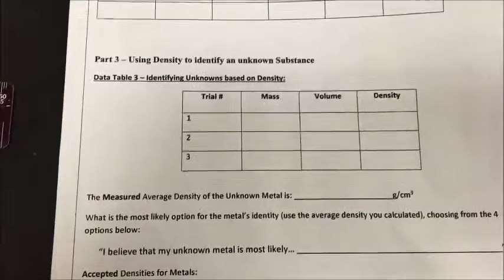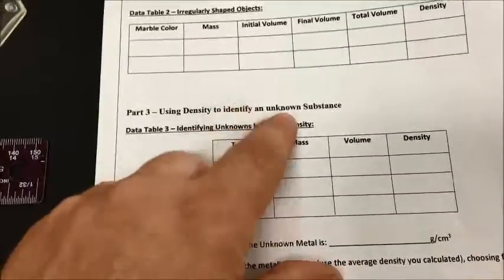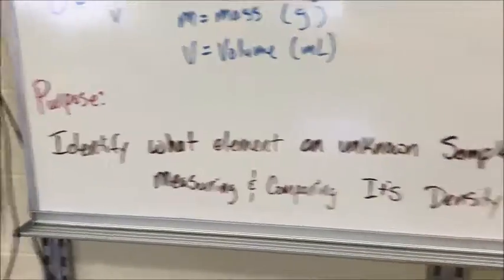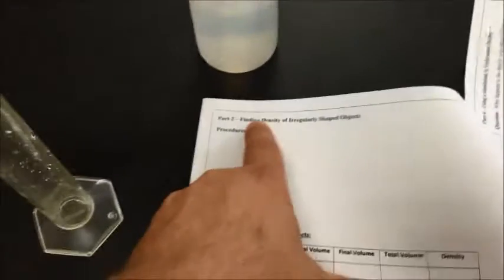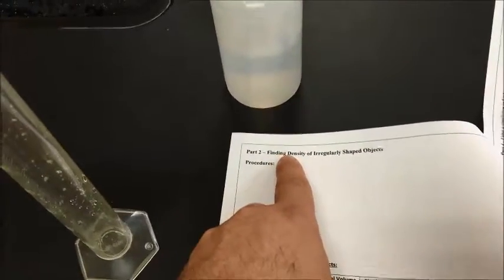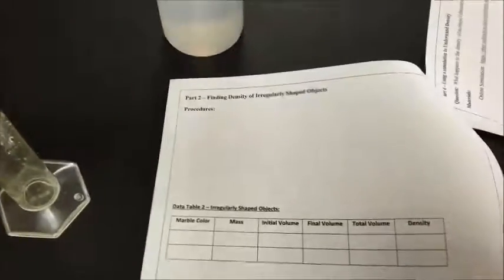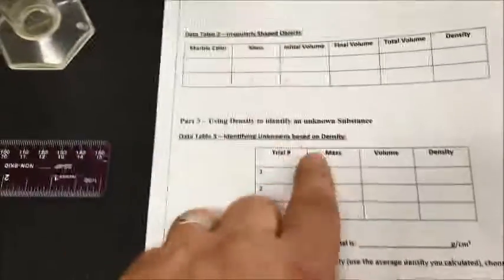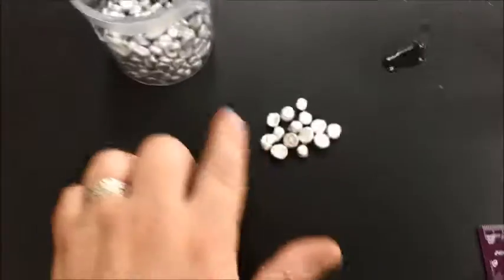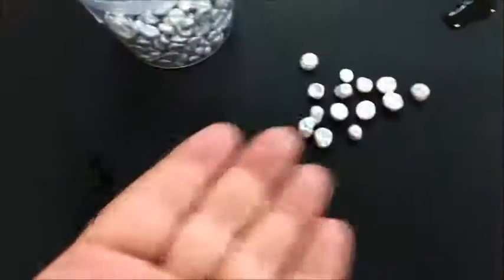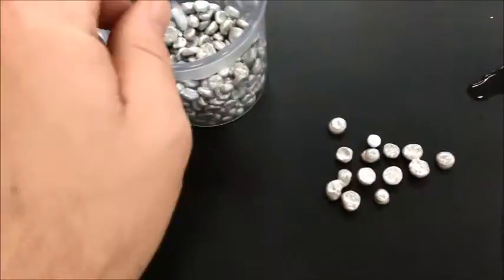All right, part 3. Identifying an unknown substance. Remember, this is the purpose of the lab. Identify what element an unknown sample is made of. The first 2 parts of the lab were to get you to figure out how to find mass, volume, density, all that stuff of some objects. You're going to need those techniques to get through part 3. This is the unknown. Looks shiny silver-like, but what element is it? We'll use the density value to find out.